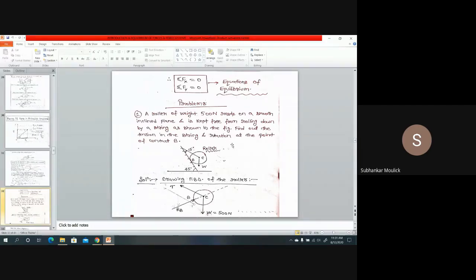And I also need to find out the reaction at the point of contact B. Since the roller is in contact with this inclined surface at point B, the inclined surface will give one reaction to this roller. How much is that reaction, that also I need to find out. Is the question clear?